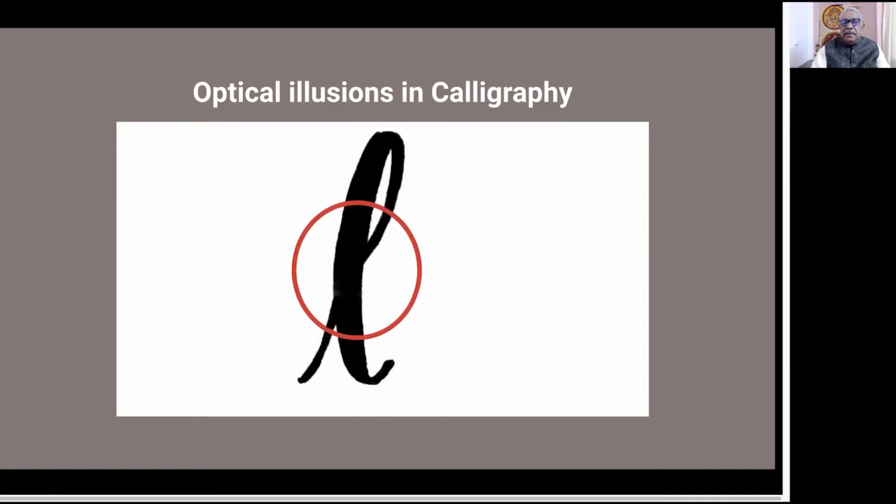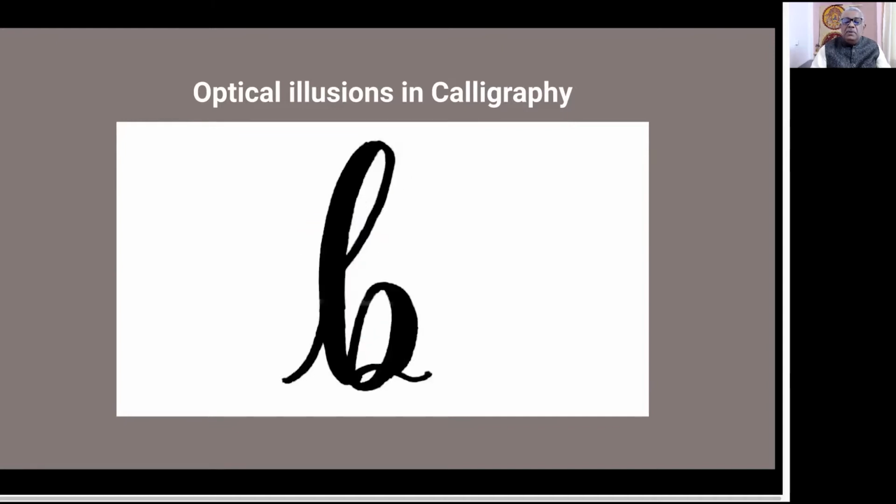There's a lowercase l, and lowercase b also is a wonderful example of how optical corrections are done and certain design decisions are taken to improve the legibility of the character.